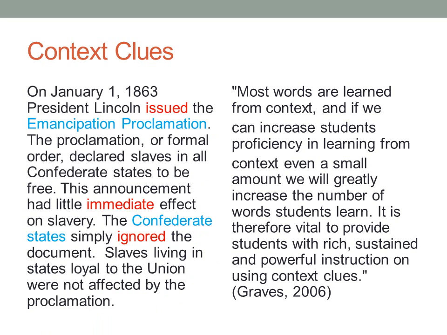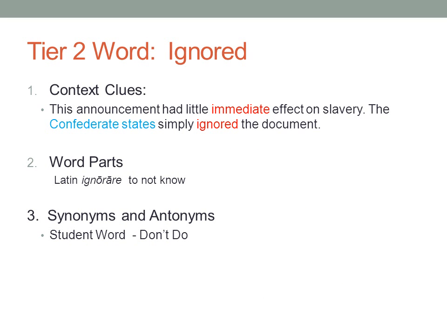The word we're going to focus on is ignored. The Confederate States simply ignored the document. The kids would look at this and try to determine what that word means by context clues. The Tier 2 word ignored, so let's move with that. This announcement has little immediate effect on slavery. The Confederate States simply ignored the document. Within this, the kids are going to work on trying to figure out what those words mean within the context of the reading.